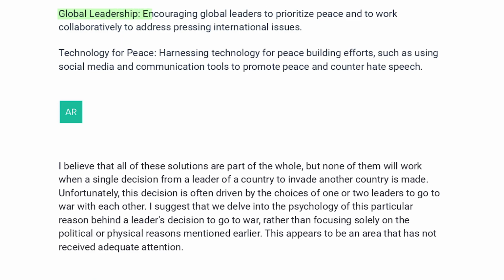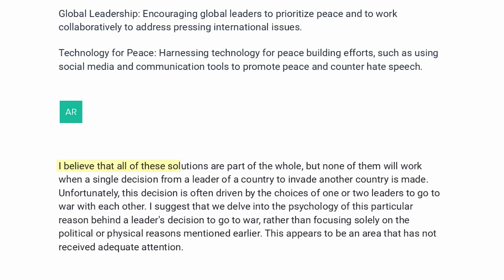Global leadership, encouraging global leaders to prioritize peace and to work collaboratively to address pressing international issues. Technology for peace, harnessing technology for peace-building efforts, such as using social media and communication tools to promote peace and counter hate speech.